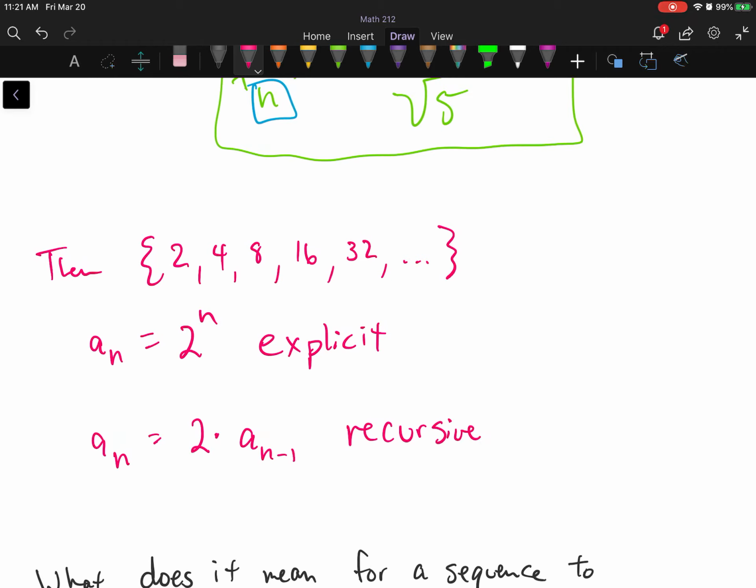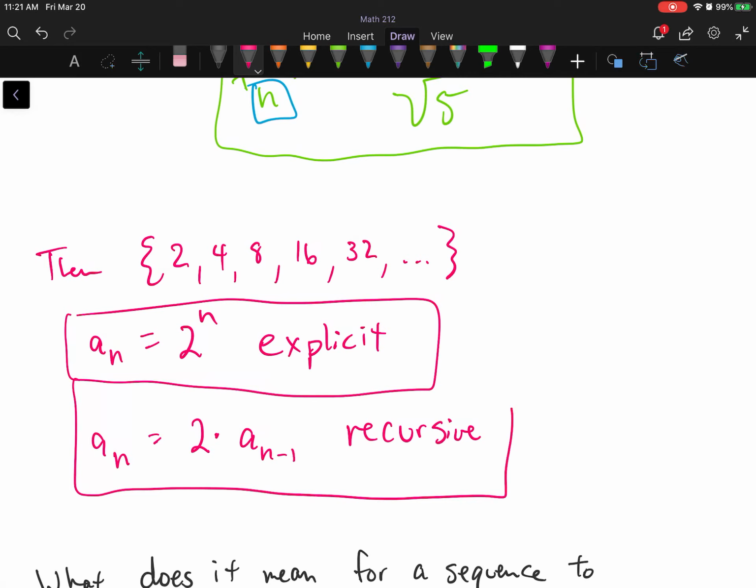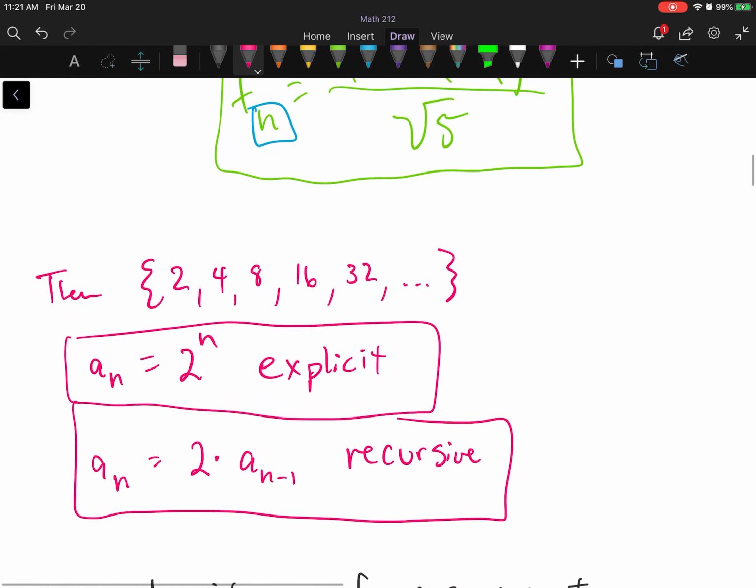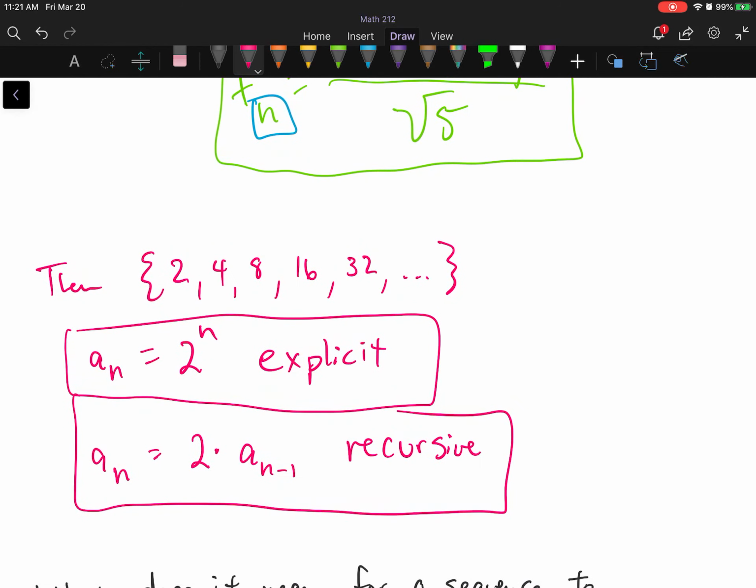Recursive. And that's kind of as simple as you get there. And oftentimes in a recursive definition, we'd say that our first term was 2 just so that we had somewhere to start.